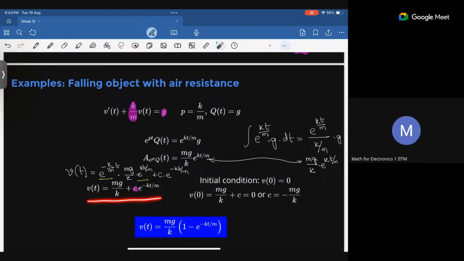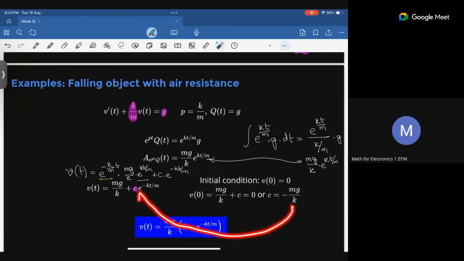We'll substitute 0 in this equation. Once we substitute 0, we'll have v of 0 on the left hand side and mg by k plus c into e power 0. So when you substitute 0 here, e power 0 will be 1. So mg by k plus c is v of 0, and v of 0 is 0. So we'll put 0 and solve for c. C will be minus mg by k.